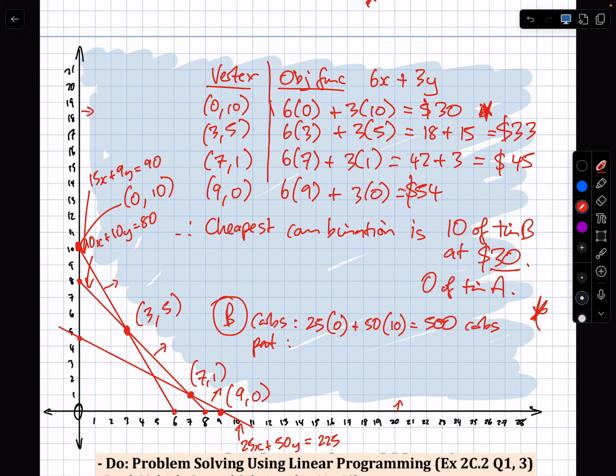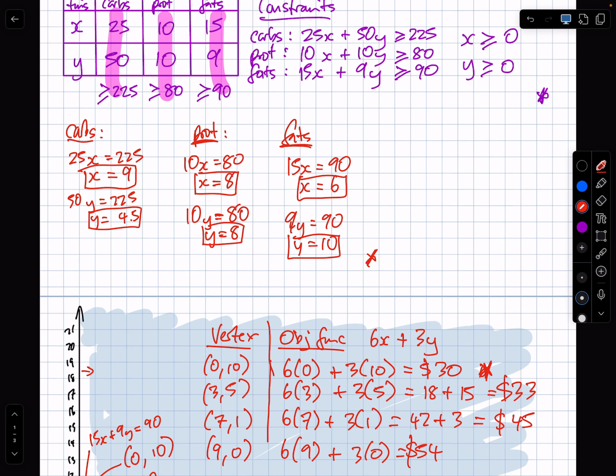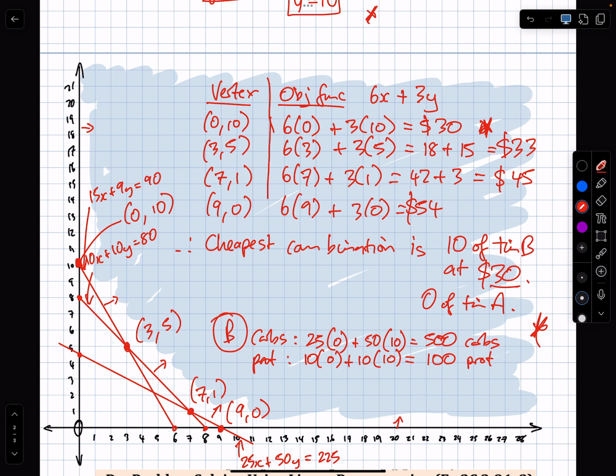Protein was 10, 0 plus 10, 10, 100 protein. What was the requirement for protein? They only wanted a minimum of 80. It's only a little bit over. So he's not like jacked or anything.